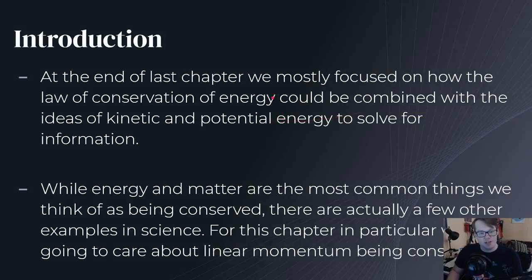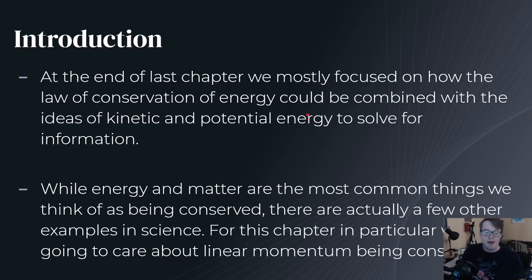So at the end of last chapter, we focused on how the law of conservation of energy could be combined with the ideas of kinetic and potential energy to solve for information. If you knew the beginning of a system had a certain amount of potential energy and a certain amount of kinetic energy, you could predict speeds or heights or a bunch of other things like that, just based on that initial idea and knowing whether or not there were conservative and non-conservative forces involved.